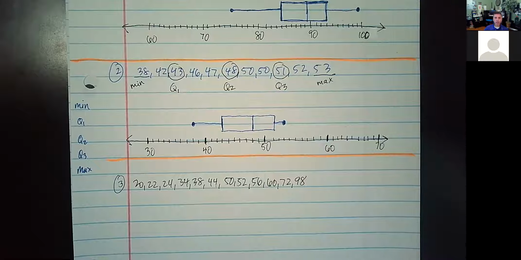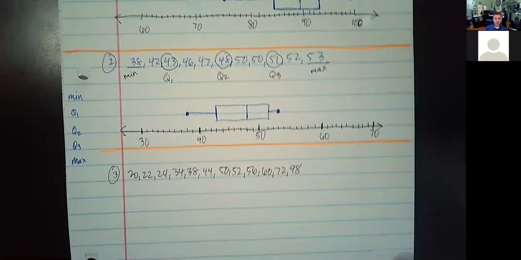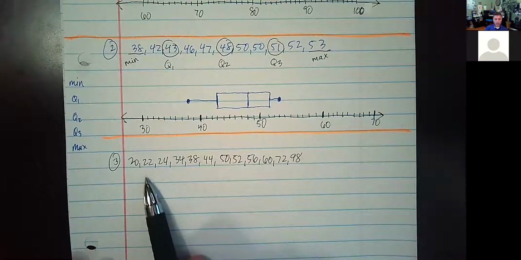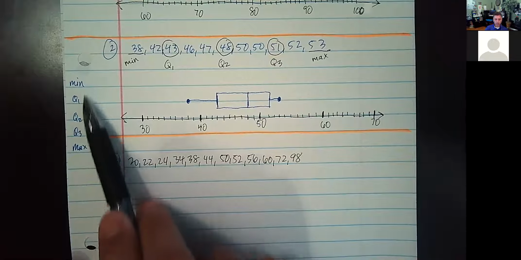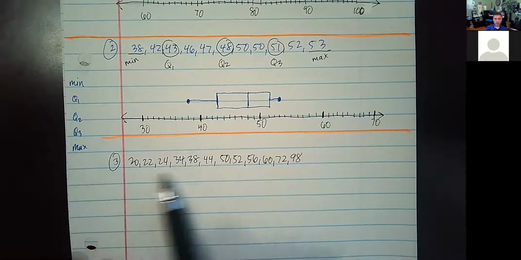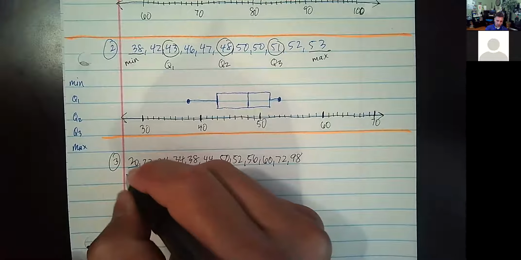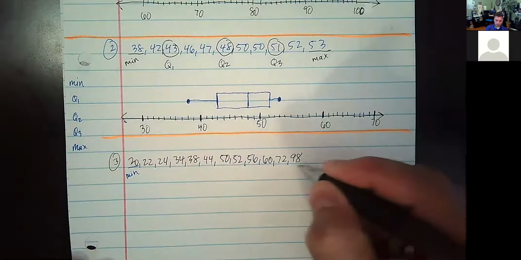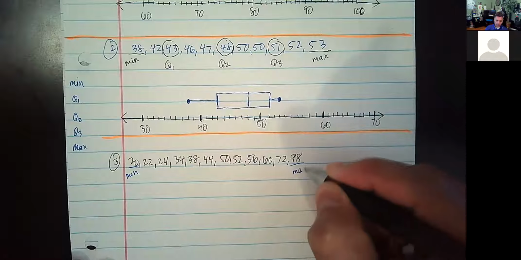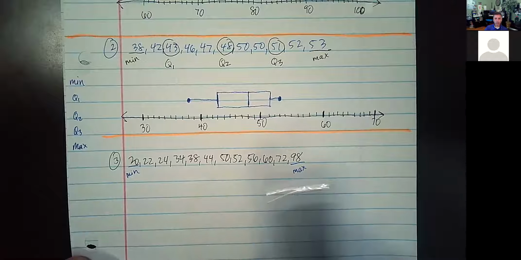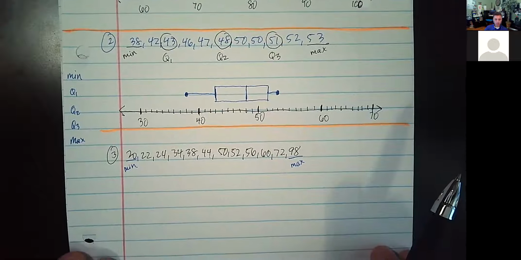Okay. So let's do this. Now remember, we've got to pick out the five number summary, which is these five items from the list. Now the minimum is always easy. So is the maximum. Especially once the list is in order, it's pretty simple to pick out the minimum and the maximum.